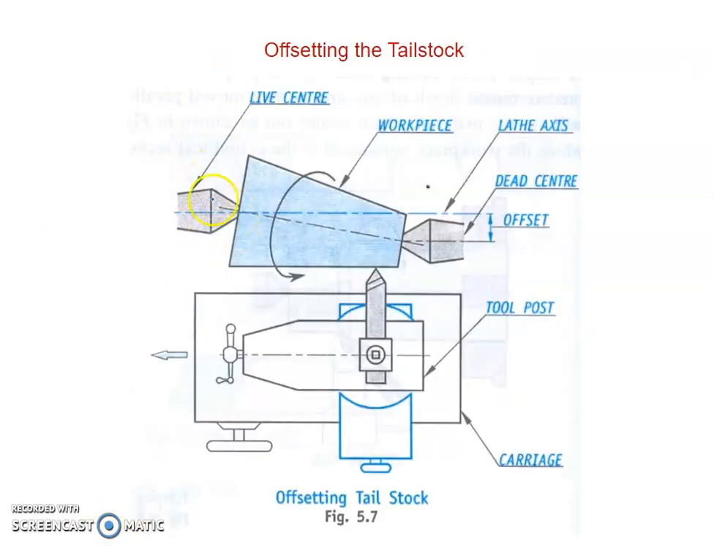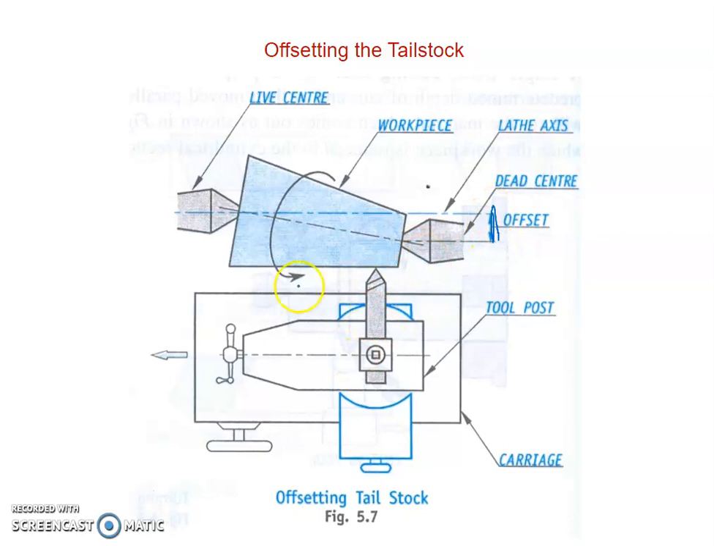We can see there are two centers. One is the live center, another is the dead center, and the compound rest. This is the headstock and this is the tailstock center, and the workpiece is held in between these two centers. You can see this is the cylindrical workpiece. Here only the tailstock center we are going to offset from the headstock center. You can see how it is offset. This offset is shown here.